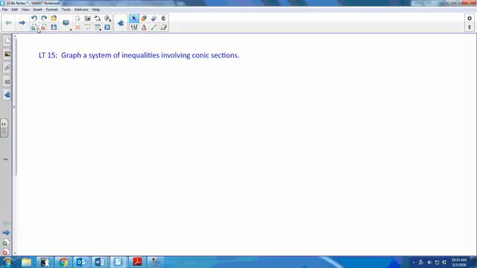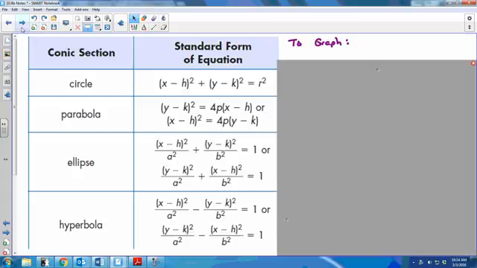Again, how you tell the difference between them and what you need to graph them. All right? Because you have to be able to graph them. That's the whole entire point of the learning target. So first type of conic section should be the easiest one to graph. And that's a circle.